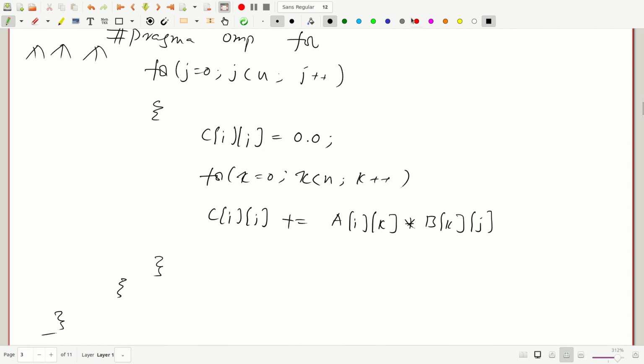Now my question to you is, what about the innermost for loop? Can we parallelize this k loop as well, just for the sake of it? Is it possible or is it not possible? Maybe you can think about it and see.